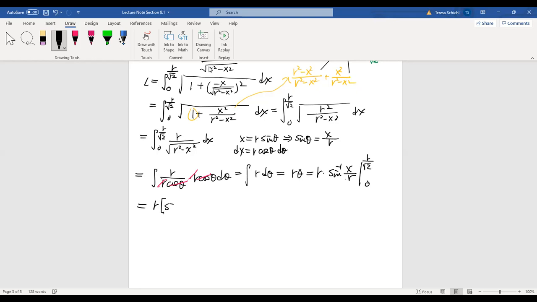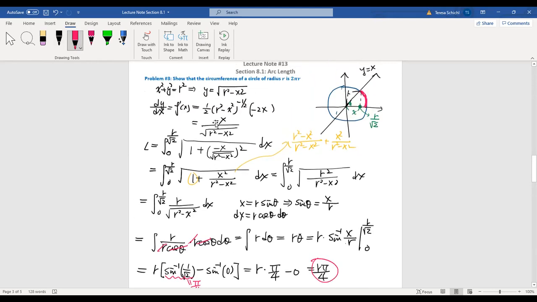So now you will substitute these ones here, so you will get r arcsine. You put r over square root of 2, over r. What is here? This will give you 1 over square root of 2. Okay, then minus r arcsine of 0, right? What is arcsine of 1 over square root of 2? That's 45 degrees. So it's pi over 4 here. So this is r times pi over 4. What is arcsine of 0? It's 0 here. So I know this is r pi over 4.